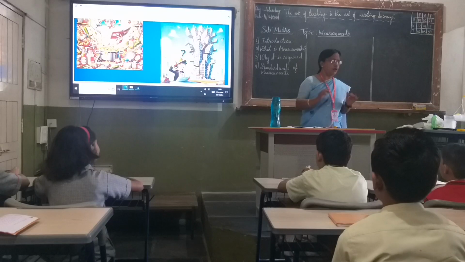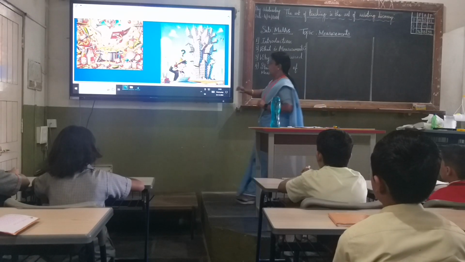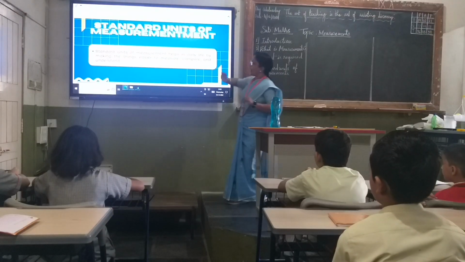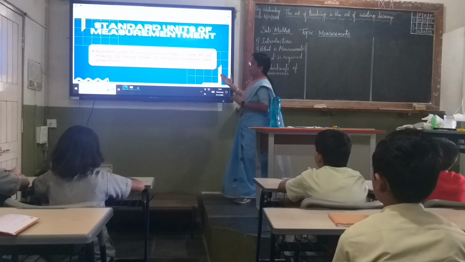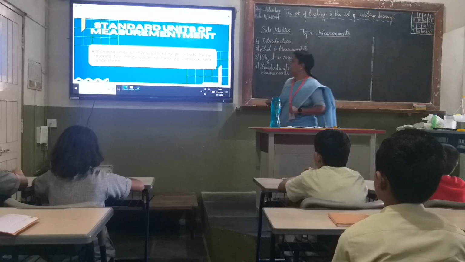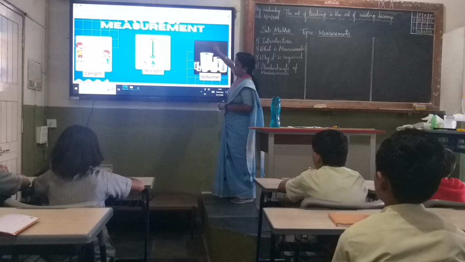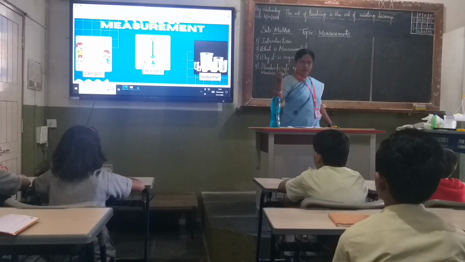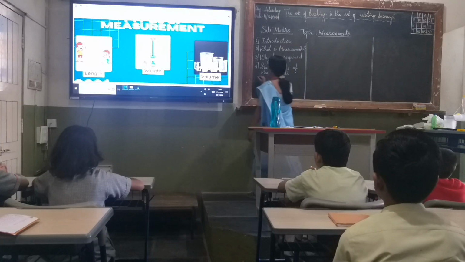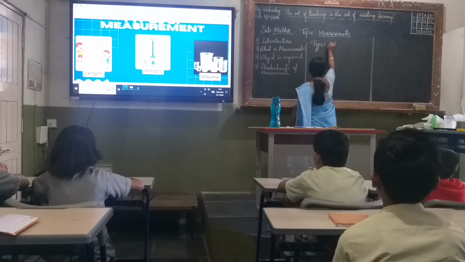To avoid this, people came up with standard units of measuring, and that we call standard measurements. Standard measurements help in our daily life by making things easy to measure, compare and understand, isn't it? Now you can see what the types of measurement are. There are three types of measurement. Which are those? Length, weight, and volume. Types of measurement, you are learning now.